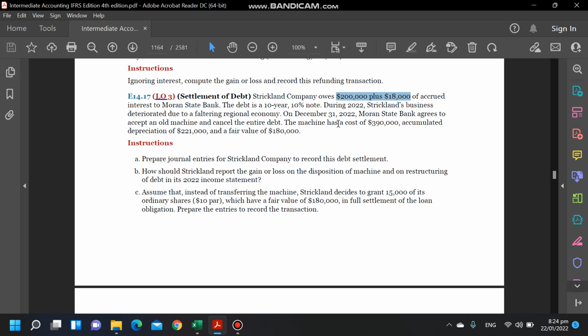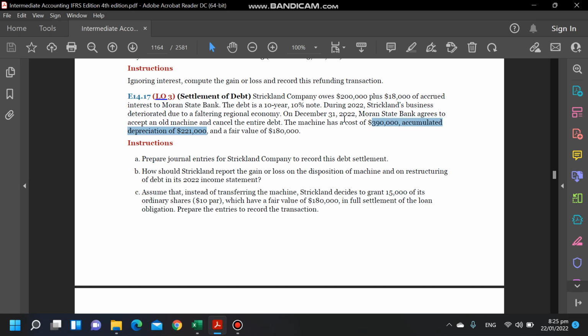And then the second thing that we need to determine is the gain or loss from the disposal. Okay, so first of all, we need to calculate the book value by using the cost minus accumulated depreciation, which is 390,000 minus 221,000. It should be 169,000. Okay, so the book value is less than the fair value. So it means that it is a gain also, of 11,000.